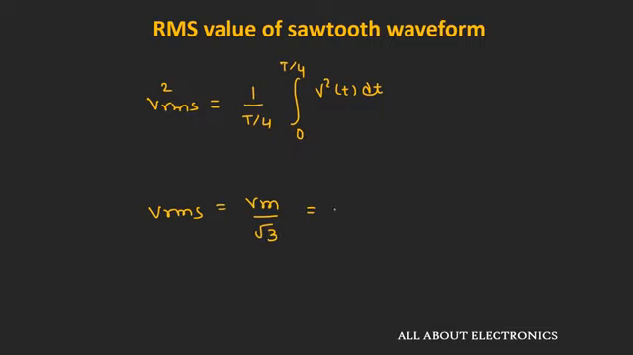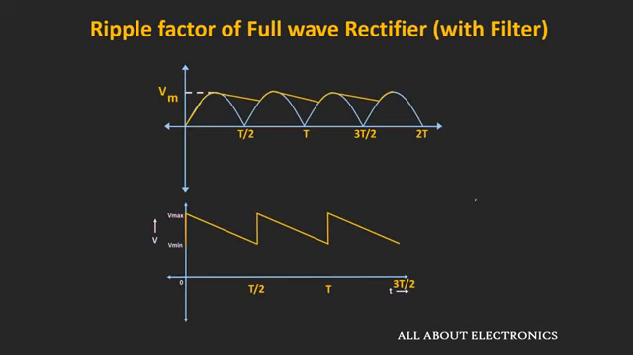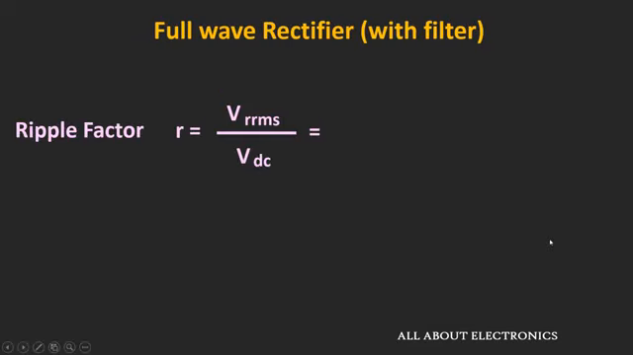And like we had seen, we can also represent it as 2Vm divided by 2 times root 3. And here this 2Vm is nothing but the peak to peak voltage. So we can represent this RMS voltage as V peak to peak divided by 2 root 3. So from this we can say that the RMS value of the ripple will be equal to V ripple peak to peak divided by 2 root 3. So now once we know the RMS value of this ripple, then we can easily find this ripple factor.